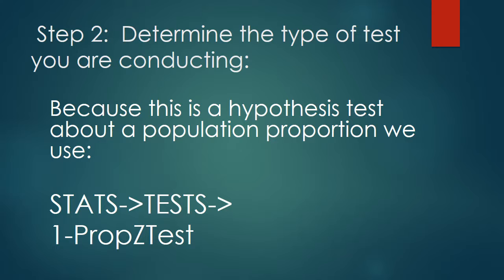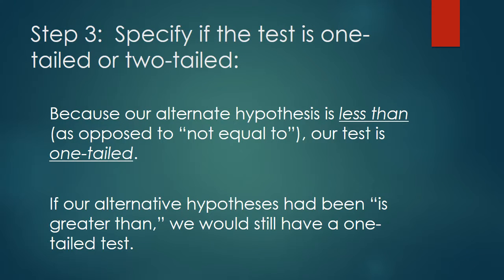So is this a one-tailed or a two-tailed test? That we get by looking at our alternative hypothesis. If our alternative hypothesis is that the proportion is less than the value in the null hypothesis, we have a one-tailed test.